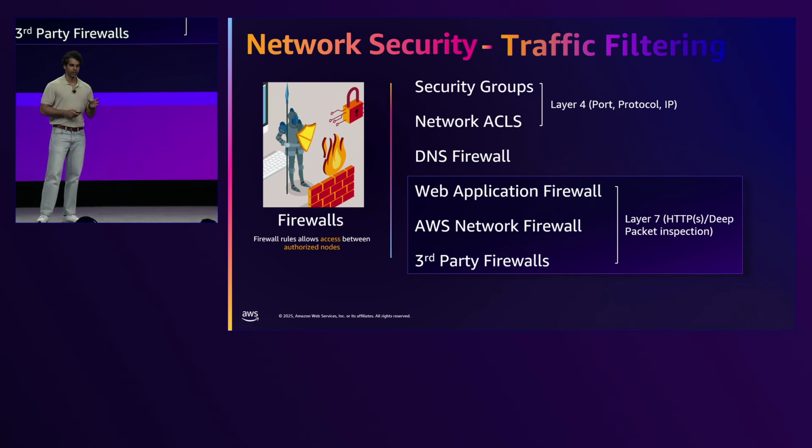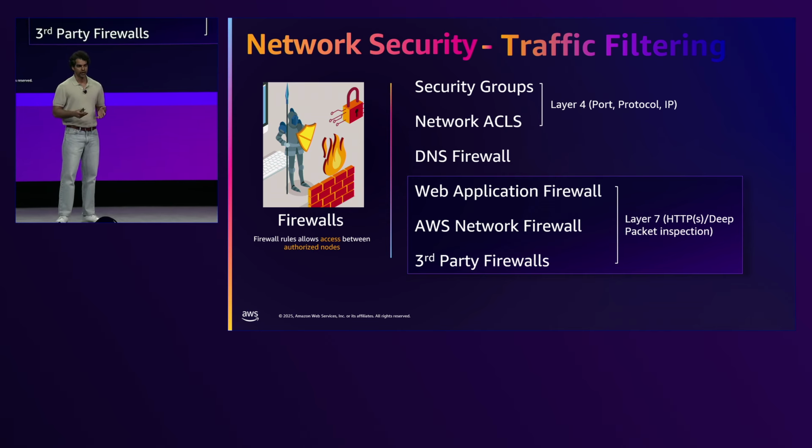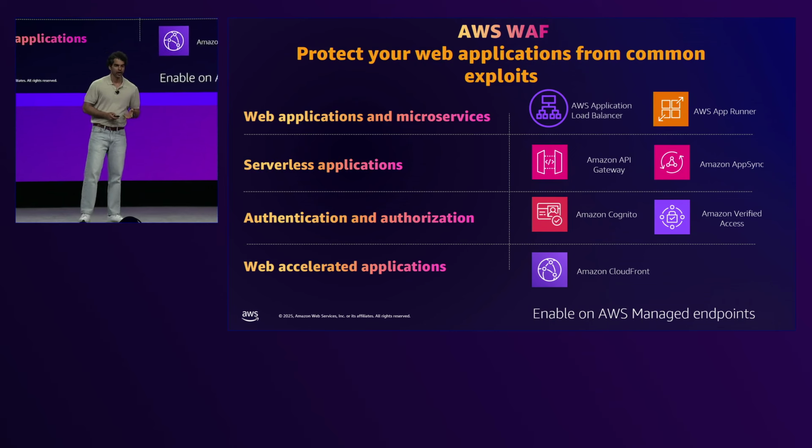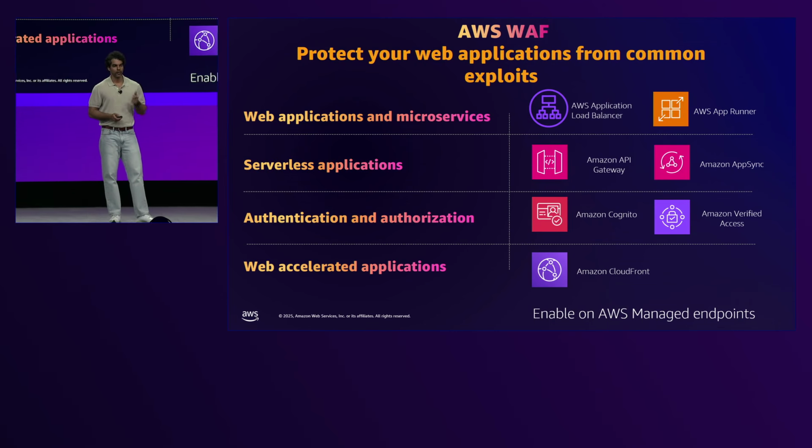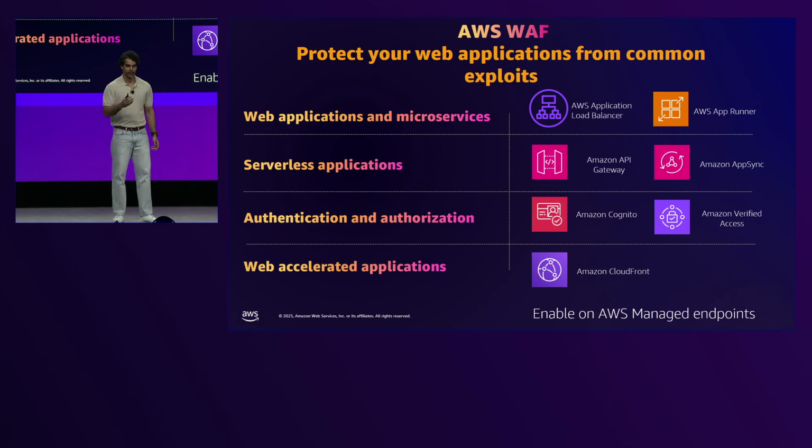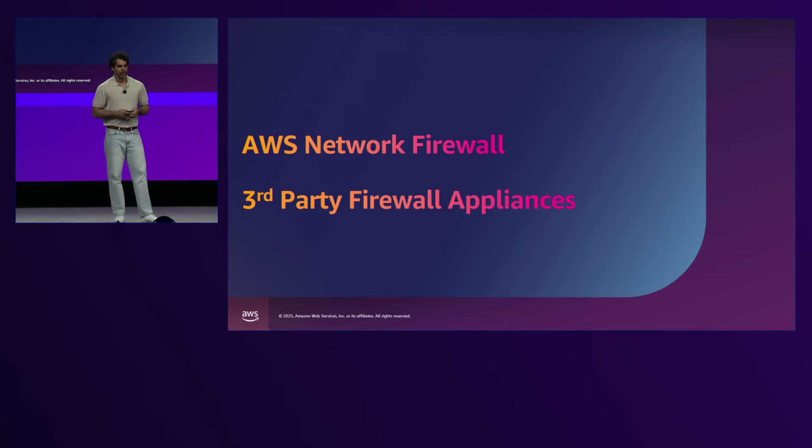All right, so let's jump into the next category, which is deep packet inspection. And we have 3 options here. First is web application firewall. Now, web application firewall, as the name suggests, is for protecting your web applications. It's a fully managed service, and it's deployed where your application sits. So if you're using a load balancer like ALB, you can enable WAF on that. If you're using API Gateway, AppSync, Cognito, Verified Access, CloudFront, you just enable WAF and deploy the web application firewall as part of those managed services.